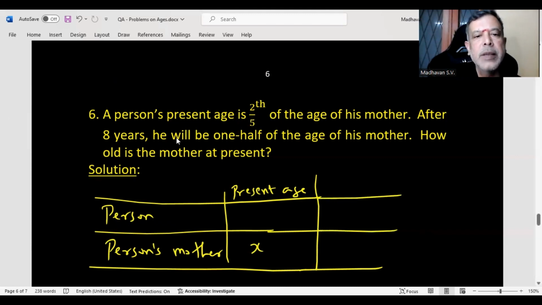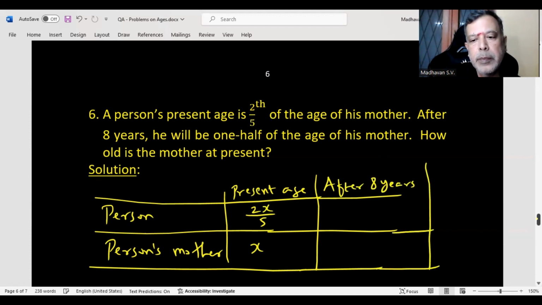Further, it says a person's present age is 2/5 of the age of his mother. If I consider the person's mother's present age as x, then his age will be 2/5 of x. After 8 years, it will become 2x by 5 plus 8. Here it is x plus 8.